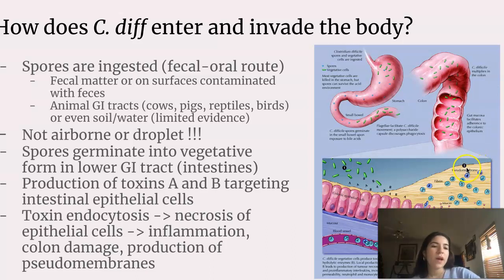And these pseudomembranes, you can see them here in the picture. It's yellow patches that form on the lining of the intestines, and then in turn, this leads the colon to not be able to retain some of the fluid, and you have so much buildup, then it leads to the watery diarrhea. So the toxins are endocytosed. It also leads to cell death, necrosis of the epithelial cells, leads to inflammation. Then we have the colon damage and the production of pseudomembranes, which causes the pseudomembranous colitis.